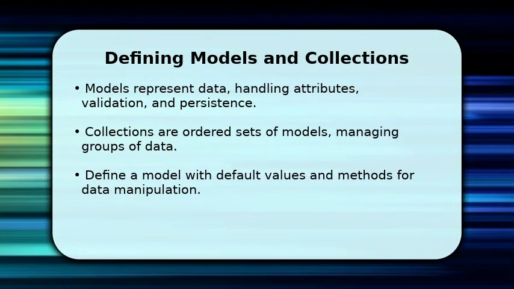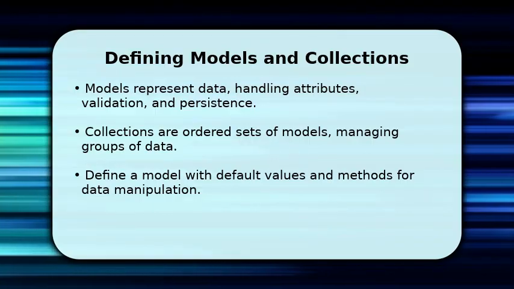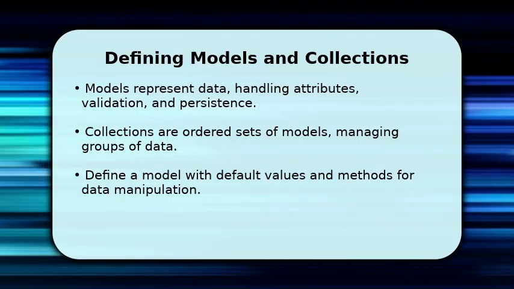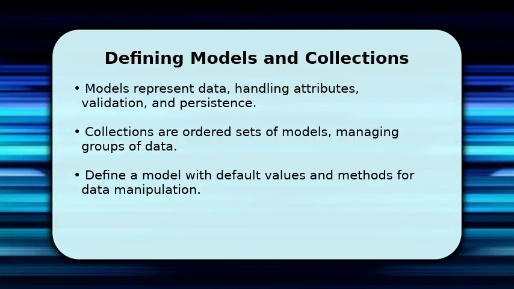Next, we define our application's data structure using Backbone models and collections. A model represents a single piece of data, like a user or a product, and can have default values and custom methods. Collections, on the other hand, are ordered groups of these models. For example, a user's collection would contain multiple user models. This separation helps organize your data logic effectively.